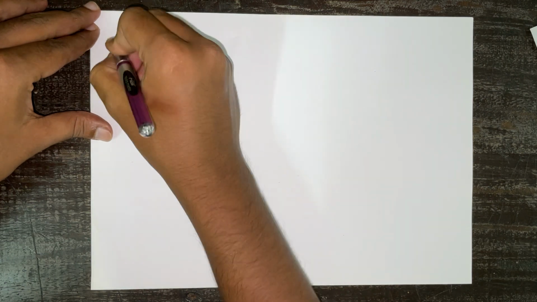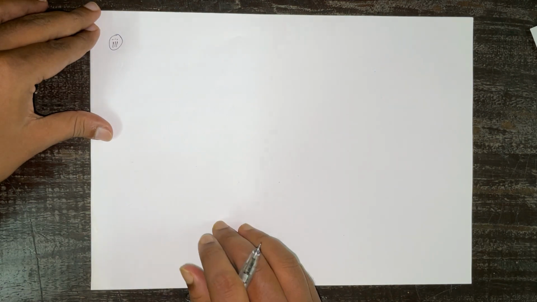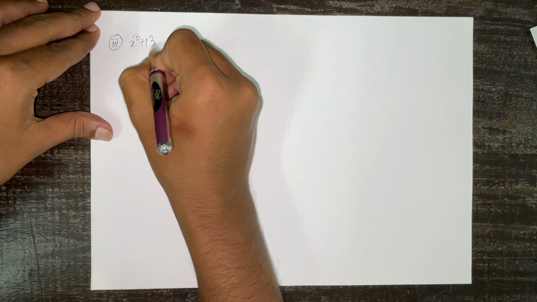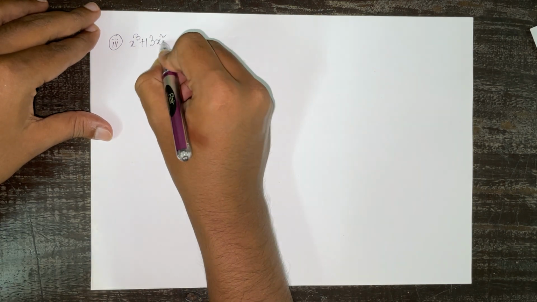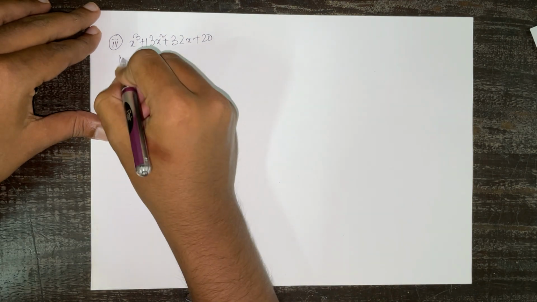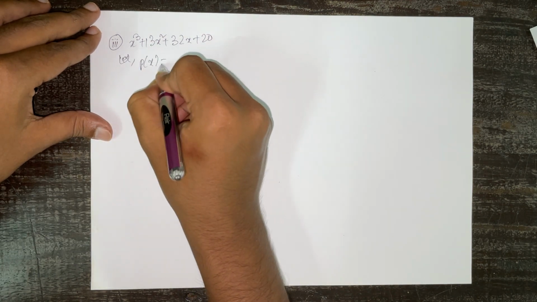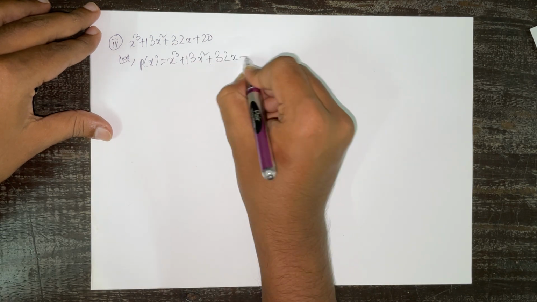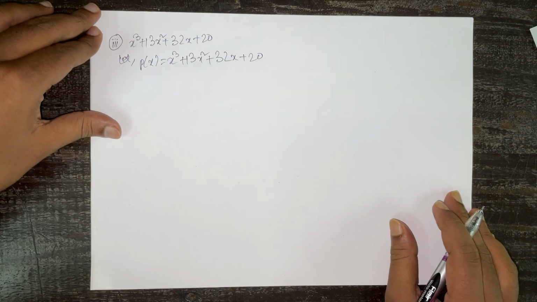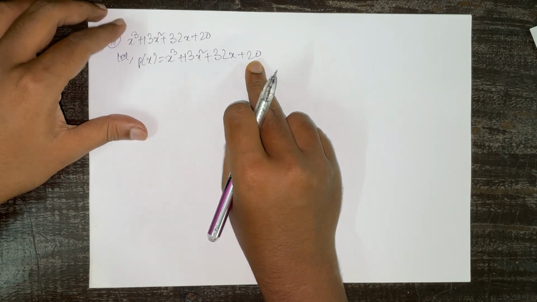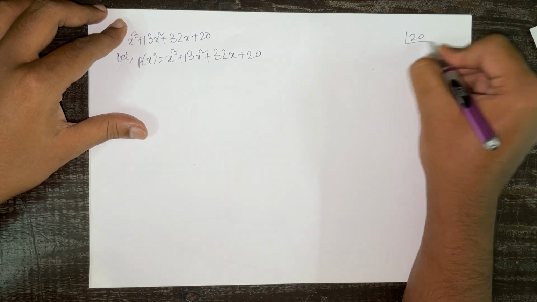Suppose let us try number 3. In number 3 we have x cube plus 13x square plus 32x plus 20. Let p of x be equal to x cube plus 13x square plus 32x plus 20. How do we know which number to try? We will factorize this number 20. Let us factorize 20 and see all the factors.